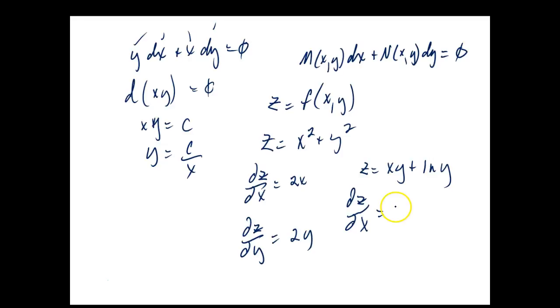Well, that would just be fine, because you count y as a constant. That's some constant times x, and the derivative of that is the constant. The other, y is a constant, and the derivative of a constant is 0. The partial of z with respect to y would be x plus 1 over y. You got it. That's it.